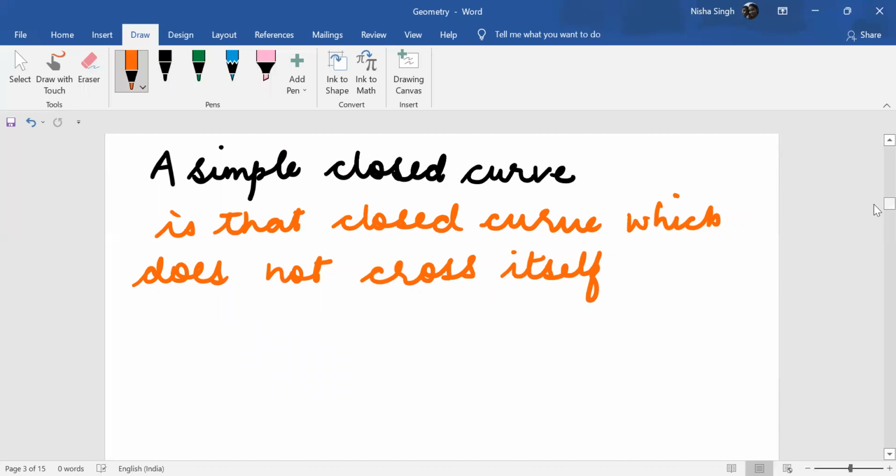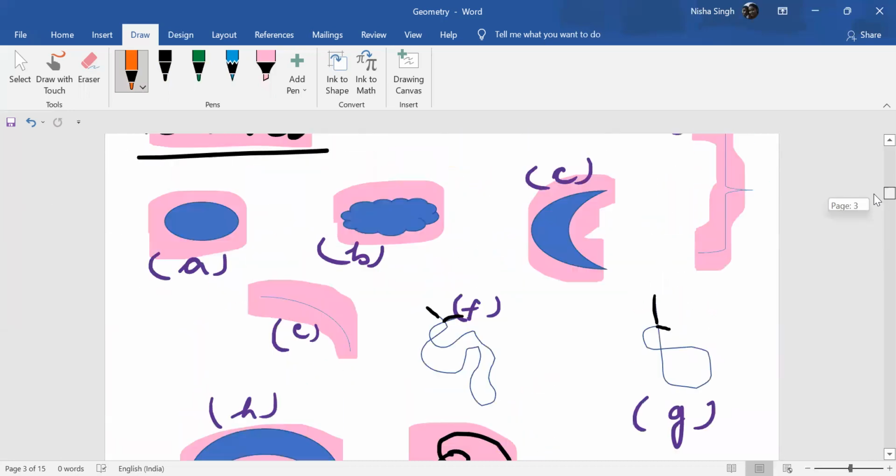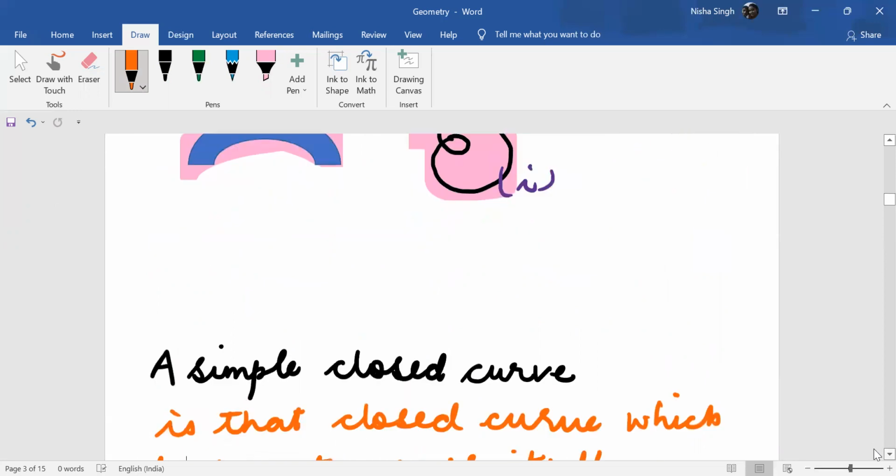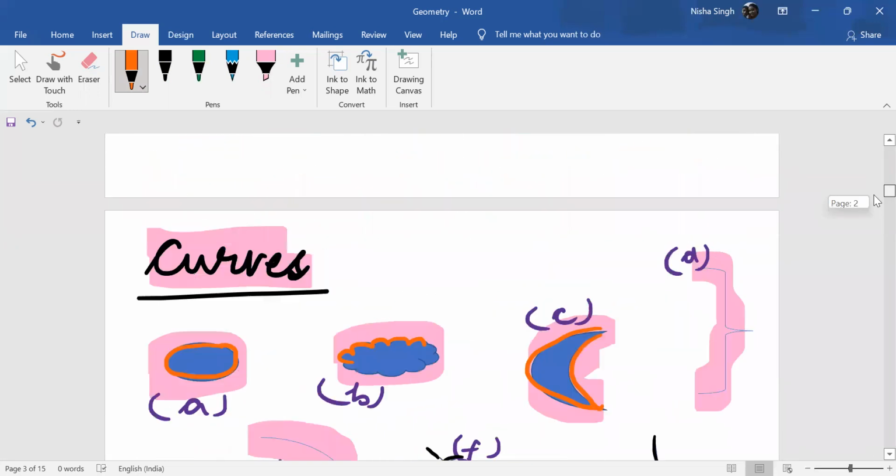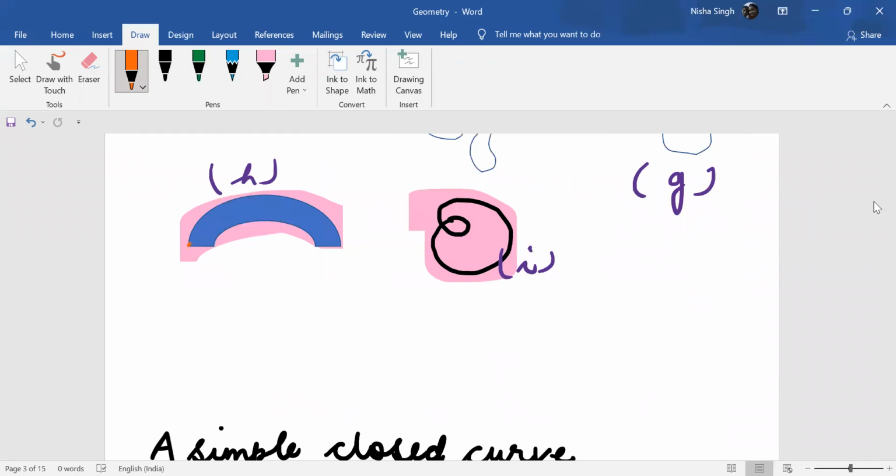So in the above image, when we talk about, ये देखो, ये circle है, it is not crossing itself. ये cloud है, ये cloud भी एक दूसरे को cross नहीं कर रहा है. Okay, then this moon is again not crossing. क्या वो एक दूसरे को cross कर रहा है? No. Then this curve, ये semicircle type है आपका ये, it is also not crossing itself.